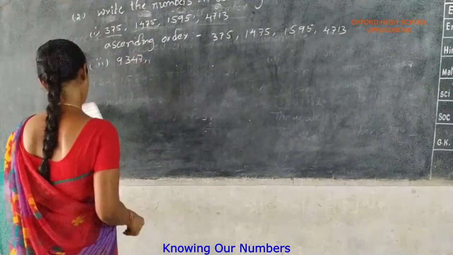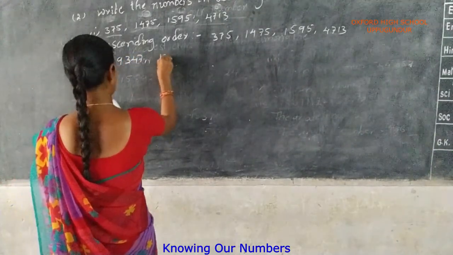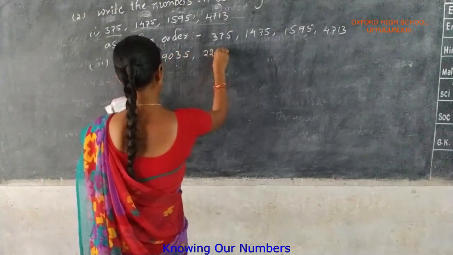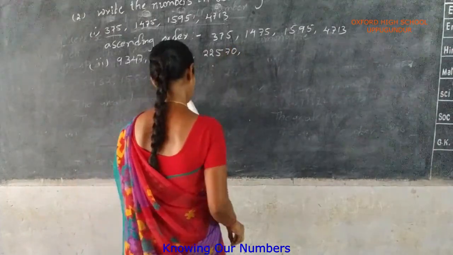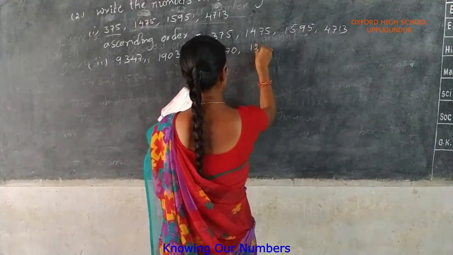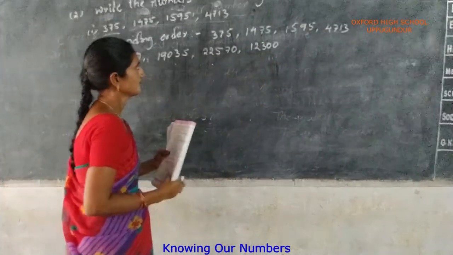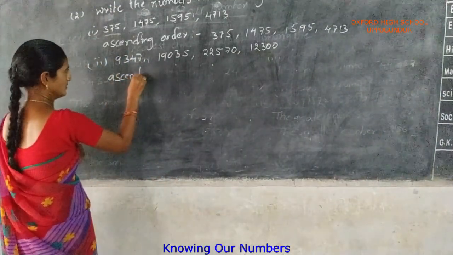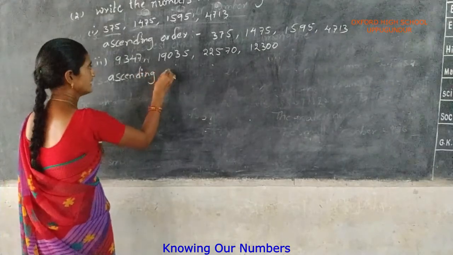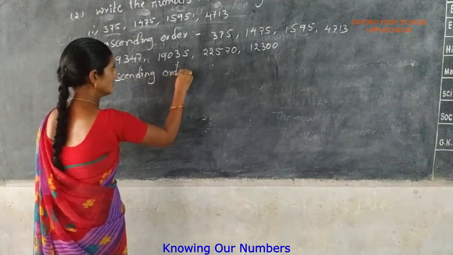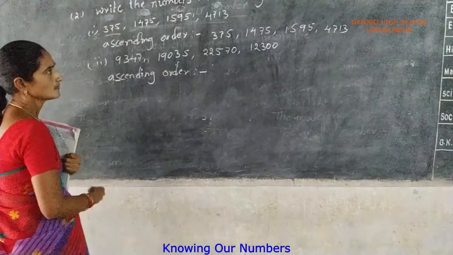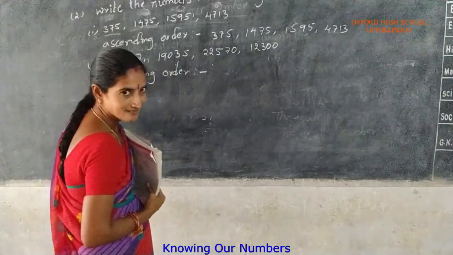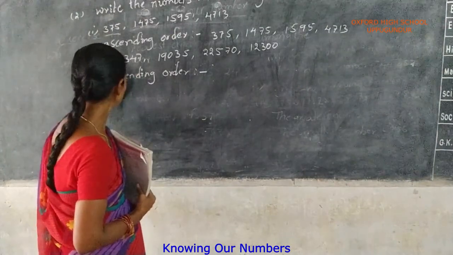Four, 7, 19,035, 22,570, 12,300. Next, ascending order. Ascending order, first we compare small to big. Ascending order means small to big.